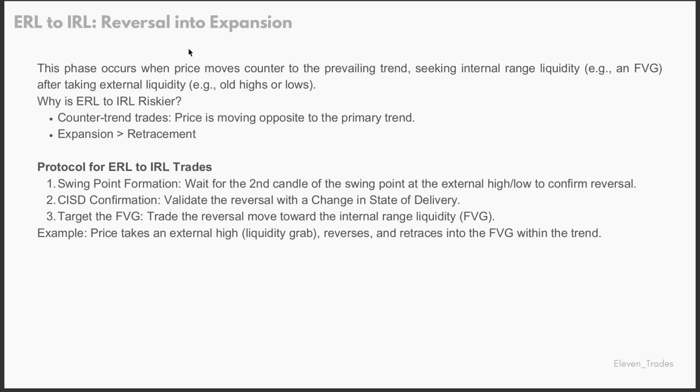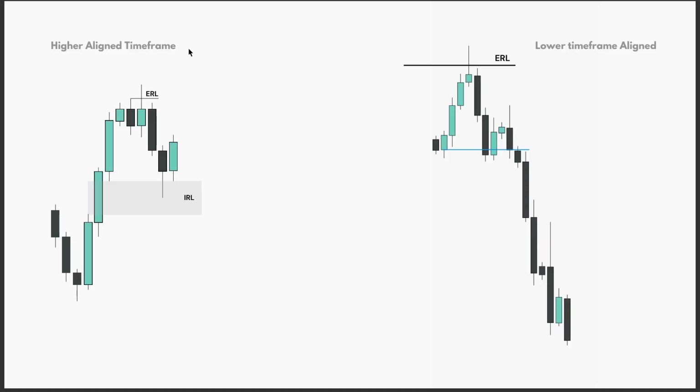The protocol for the external range liquidity will be you have to wait for the swing formation at the external range highs or lows, then change in the state of delivery and a continuation entry. So here is the schematic. We are trading that counter trend move towards the internal range liquidity, the swing formation at the highs, ERL, then trading it to the downside on the lower time frame. When we are reaching that ERL, we have to wait for a closure below the up close candle, that change in the state of delivery on the aligned time frame, and then followed by expansion to the downside.